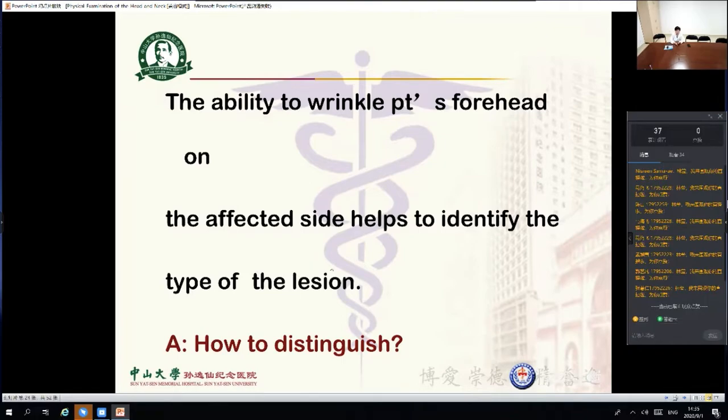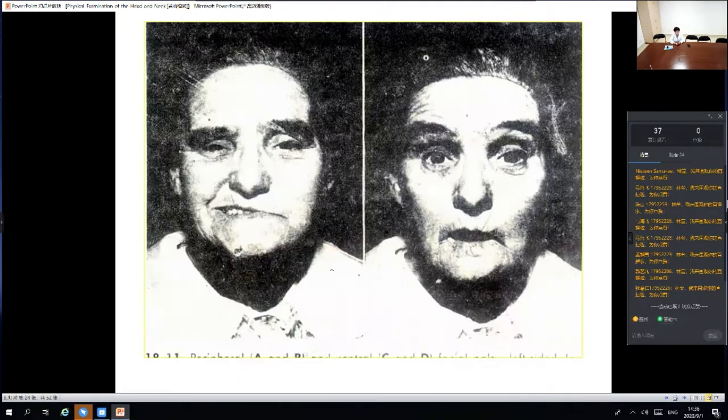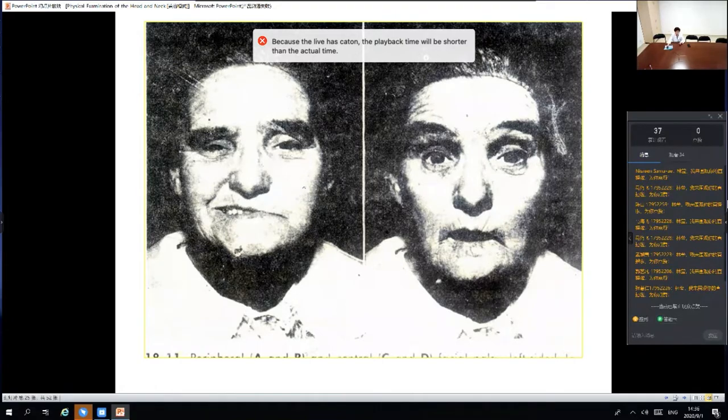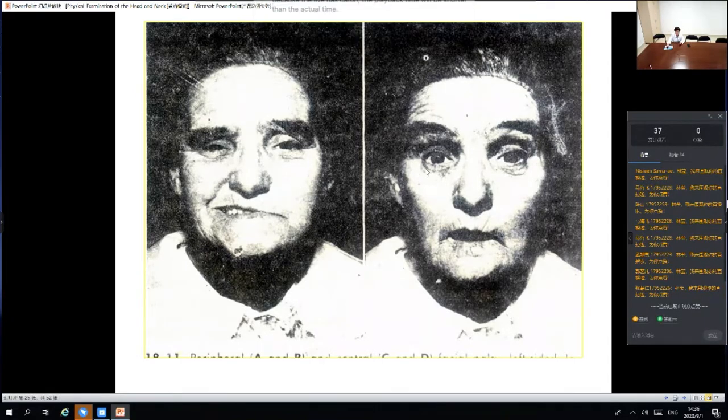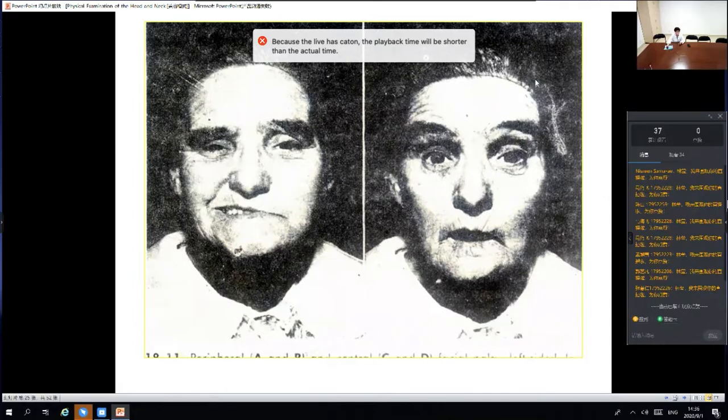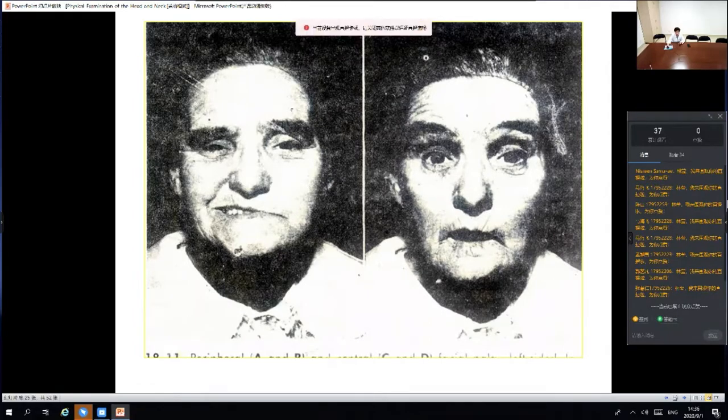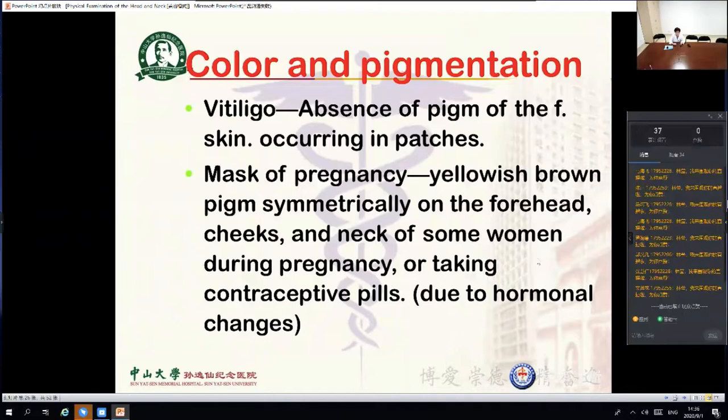And the ability to wrinkle the patient's forehead on the affected side helps to identify the type of the lesion and how to distinguish. And this lady, if you ask her to wrinkle the forehead, you can see that she's not able to wrinkle her forehead on the affected side. So this is also paralysis of the facial nerve. So these are the general appearance of the faces.